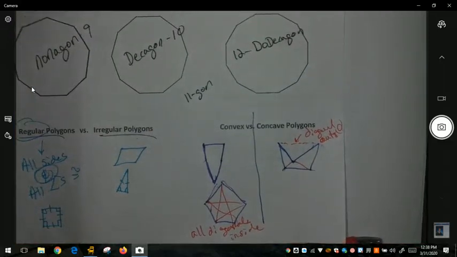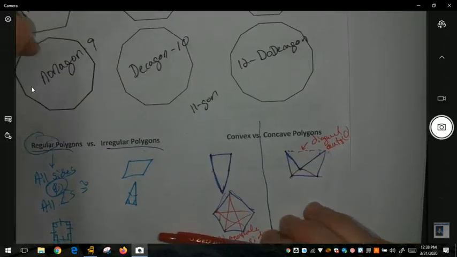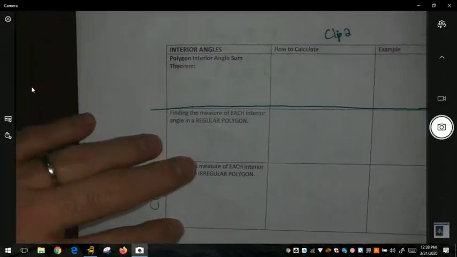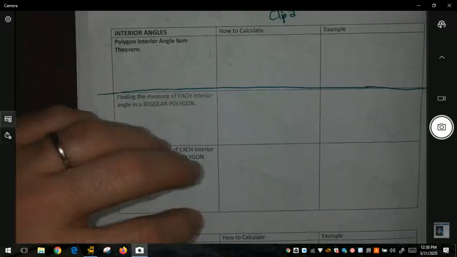With the conclusion of this quick video of basic vocabulary, you are ready to start your exploration. There is an exploration helpful hint guide that is posted for you to reference as needed. You should be working with at least 2 people. For clip 2, we will be looking at the polygon interior angle sum theorem.